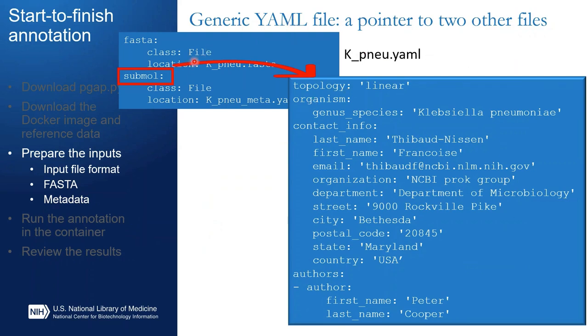Both the generic YAML file, the 6-line file, and the metadata file are text files in YAML format. The metadata included in the second file includes the topology of the sequences. So in your multi-FASTA file, are the sequences linear or are they circular? It includes the genus species from which the DNA was extracted, and it includes the contact info for the person who's submitting, and an author.